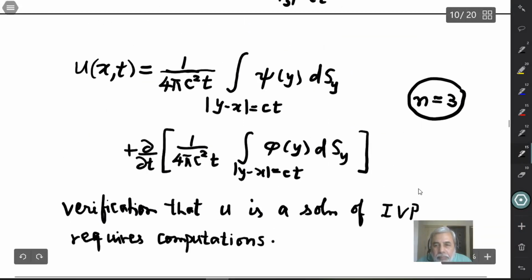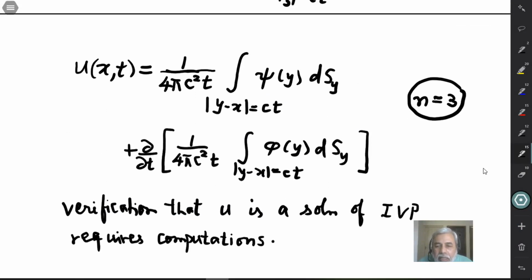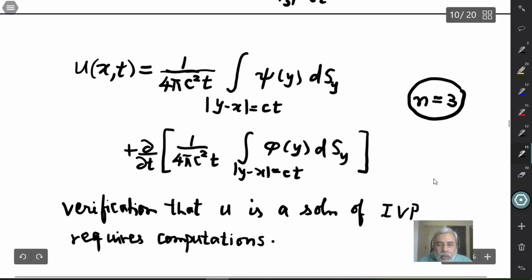So this was the formula we derived for the solution, where phi and psi are the initial conditions. u(x,0) is phi of x and u_t(x,0) is psi of x.